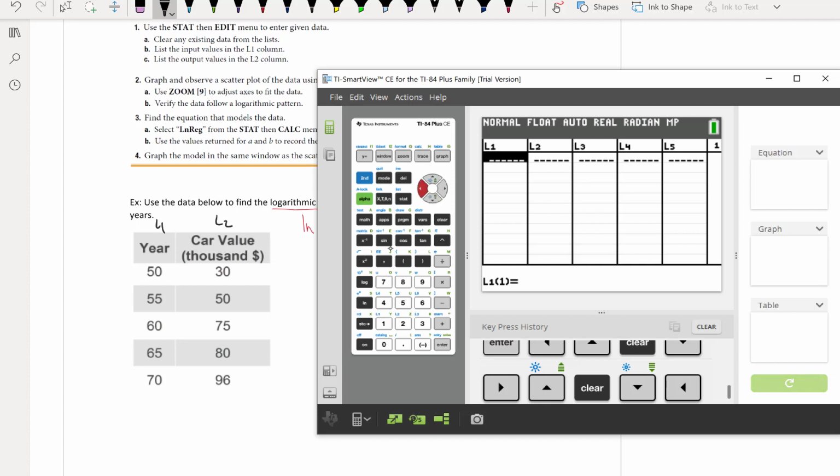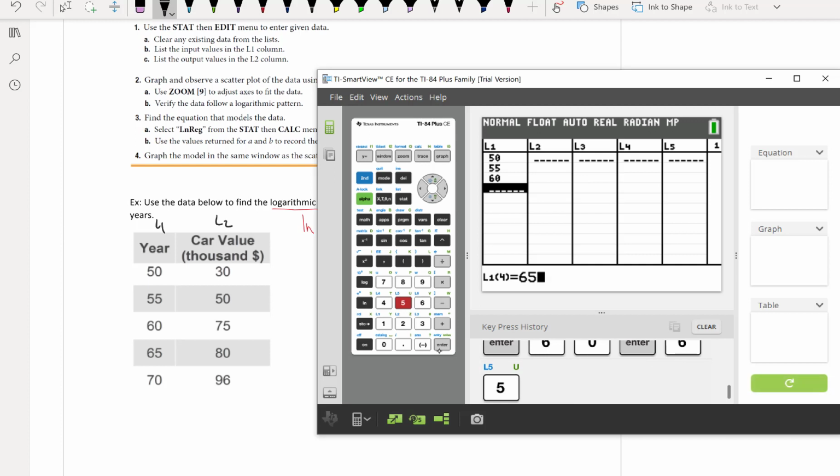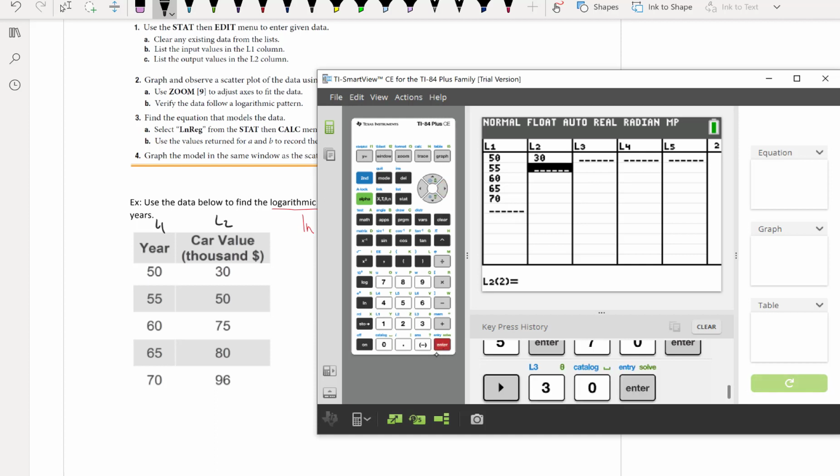So now I'm here at L1, and I'm going to plug in my values. So I have 50, 55, 60, 65, and 70. So for my L2, I have my 30, 50, 75, 80, as well as 96. Okay, so 30, 50, 75, 80, and 96. Those are the values that I have for my L1 and my L2.